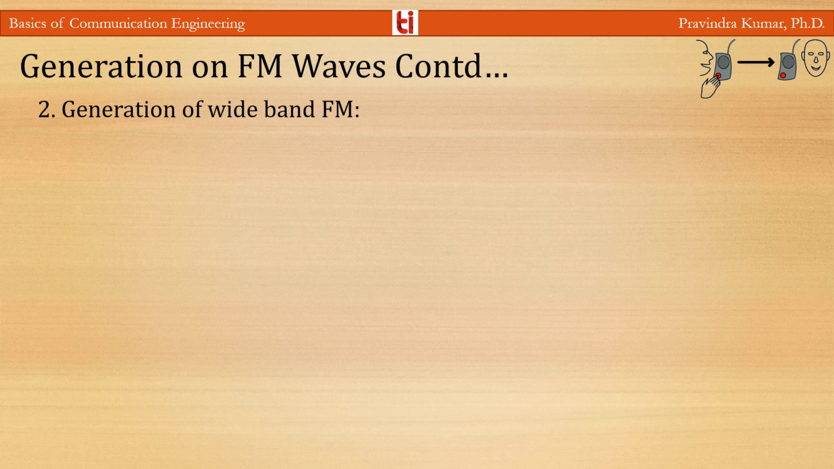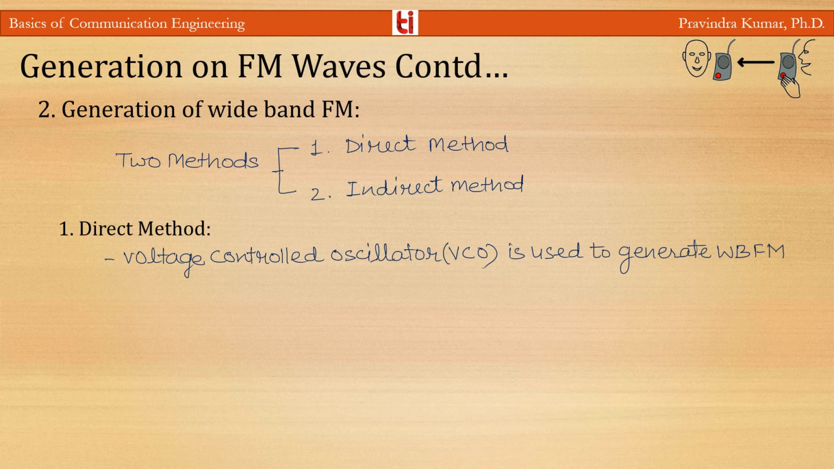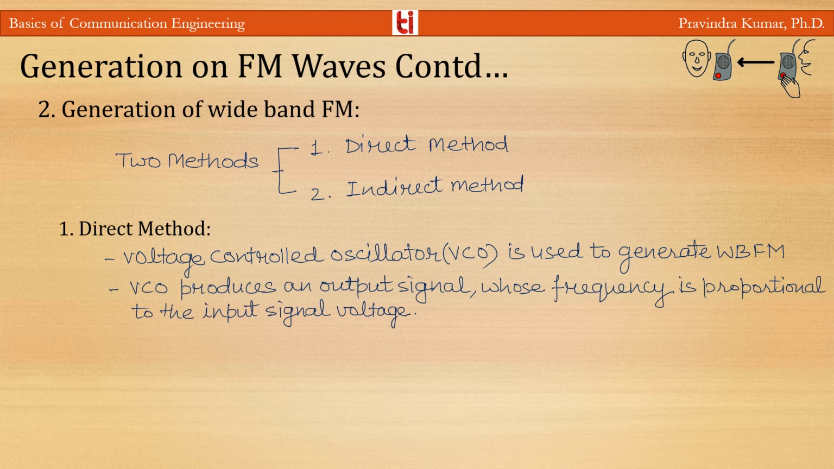Now we will discuss the generation of wideband FM. There are two basic methods of generating wideband FM, the direct method and the indirect method. First of all, we will discuss the direct method. The method is known as the direct method because we are generating a wideband FM wave directly, and in this method a voltage controlled oscillator is used to generate wideband FM.